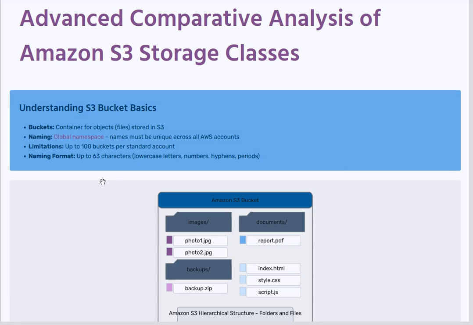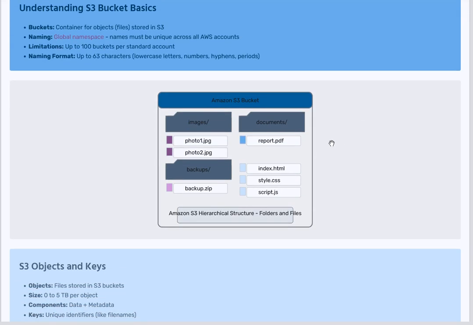Naming format: up to 60 characters. You can name the bucket whatever you like, but you need to make sure you only use lowercase letters, numbers, hyphens, and periods, right? That's all you can use. You can't use something like a dollar sign or hash sign. They are not accepted. So the naming format needs to be lowercase letters, numbers, hyphens, periods.